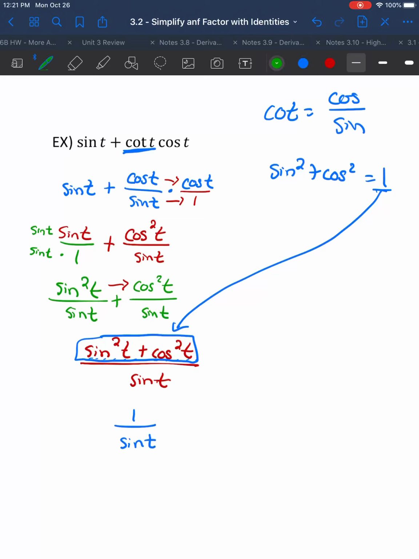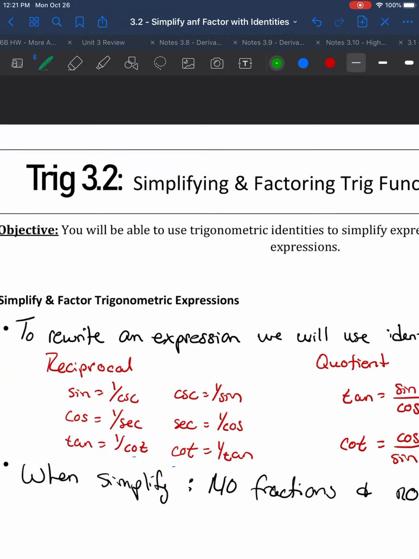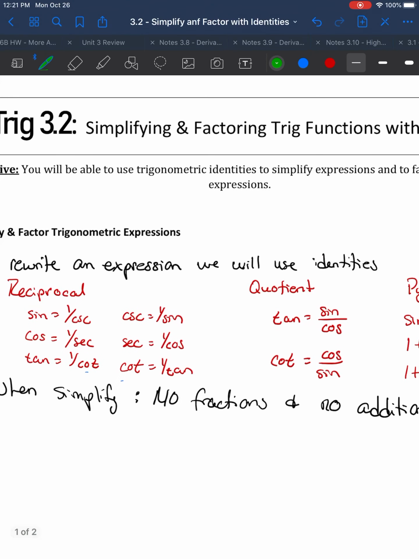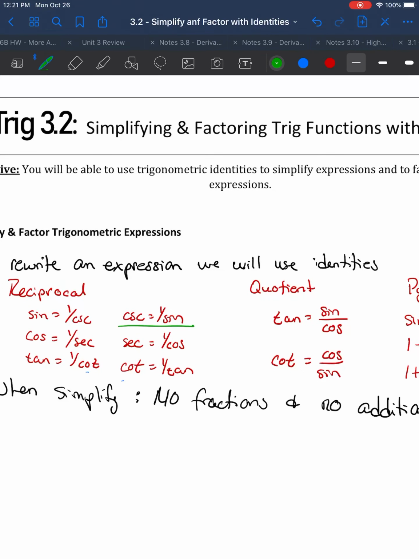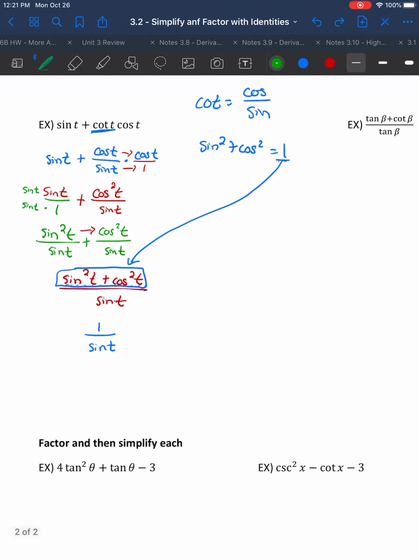So I've now reached my goal of having no addition or subtraction, but I still have this fraction, 1 over sine. Is that an identity? Let's look back at our identities. 1 over sine, there it is. It's equal to cosecant.